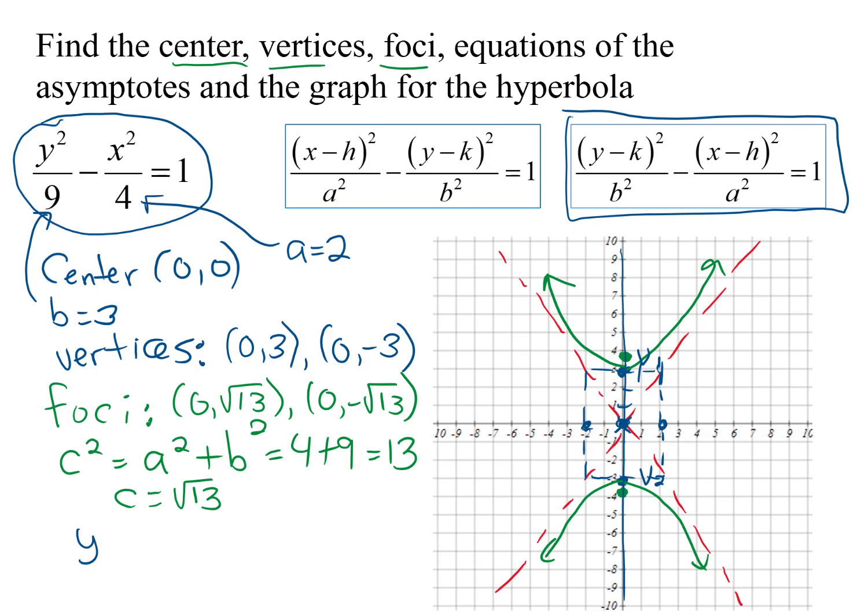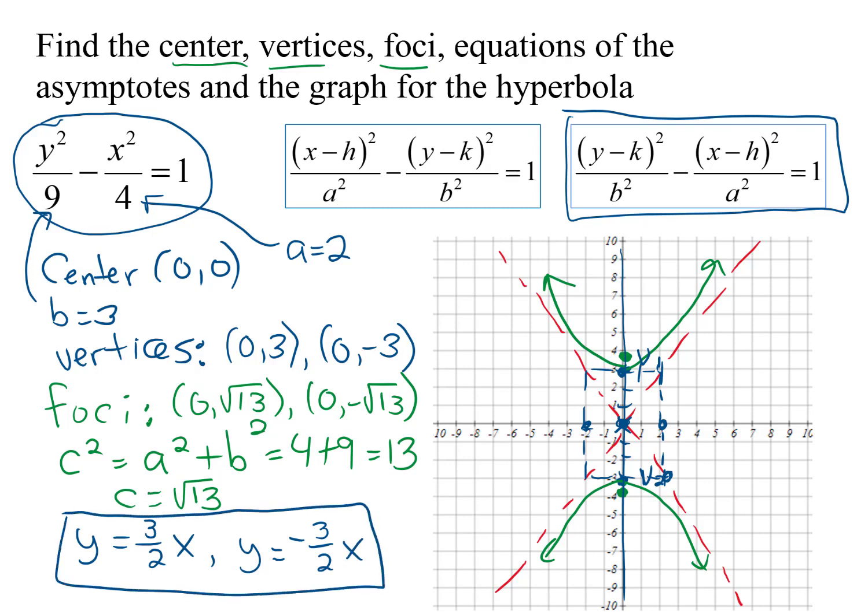So the equation is going to be, we went 3 over 2x. So the equation of the other asymptote from the center, I would go down 3 and over 2. And so this one would be y equal negative 3 over 2x, since I went down, and then over 2. So here are the equations of the asymptotes.